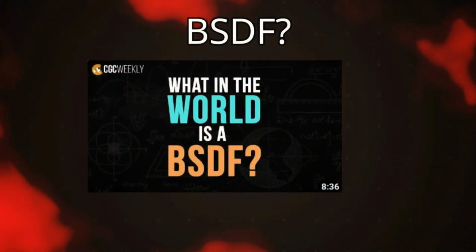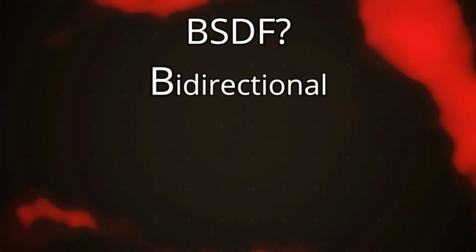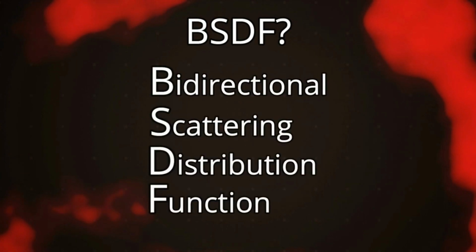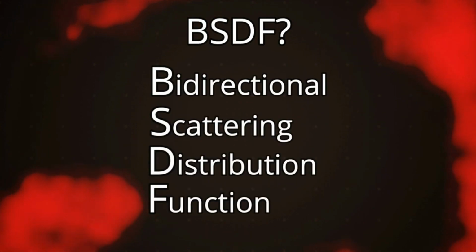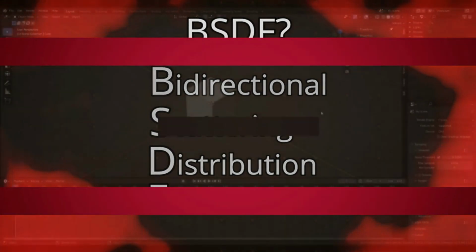So what about BSDF? What does that mean? Well, as Brilliant explained in this video by CG Cookie, BSDF stands for Bidirectional Scattering Distribution Function, and essentially means a mathematical function that controls the distribution, meaning spread of scattering, meaning scattering of light.